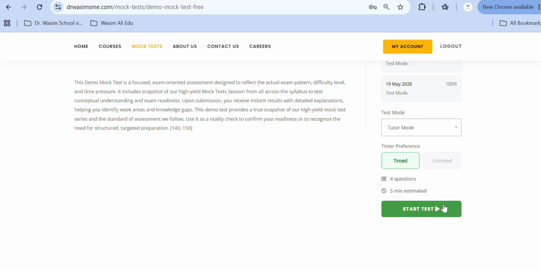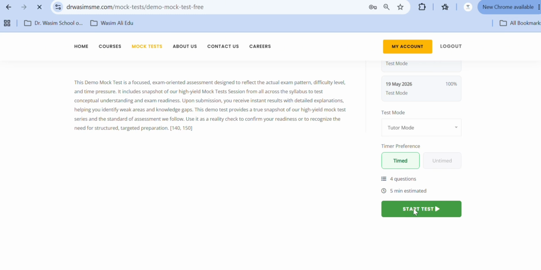Here it is shown that start test. As I'm already logged into my account, I can start my test. But if you are not logged into your account, first you need to log in and then you can start. Here it would have been shown to you, login to start. And if you are not registered before login, you need to register, and once you register your email address, you can then log in to your account and you can start this free mock test.